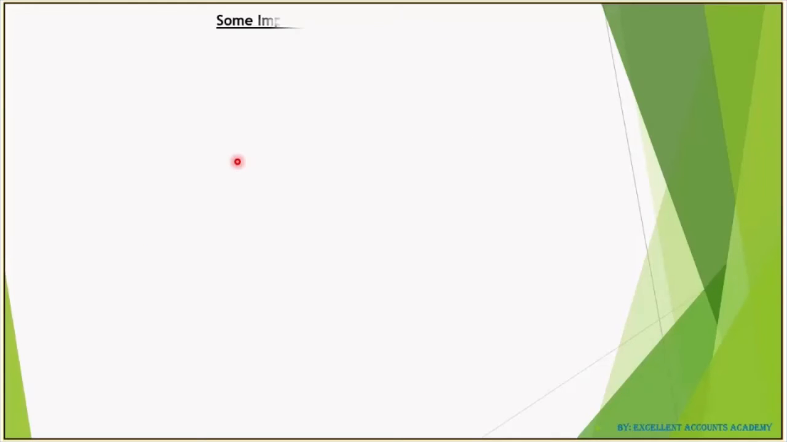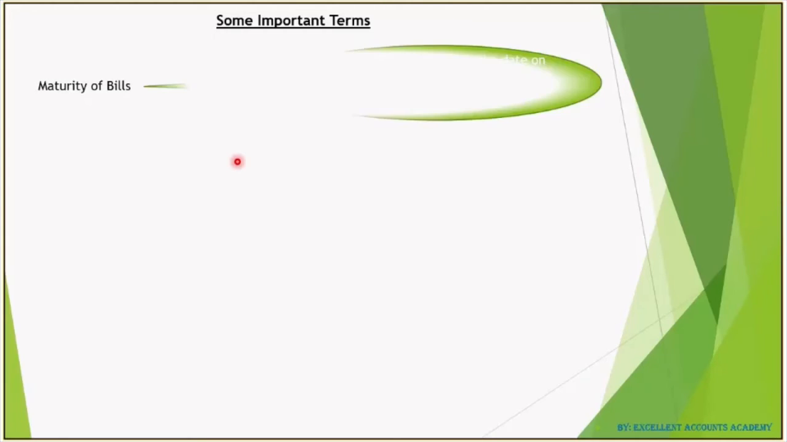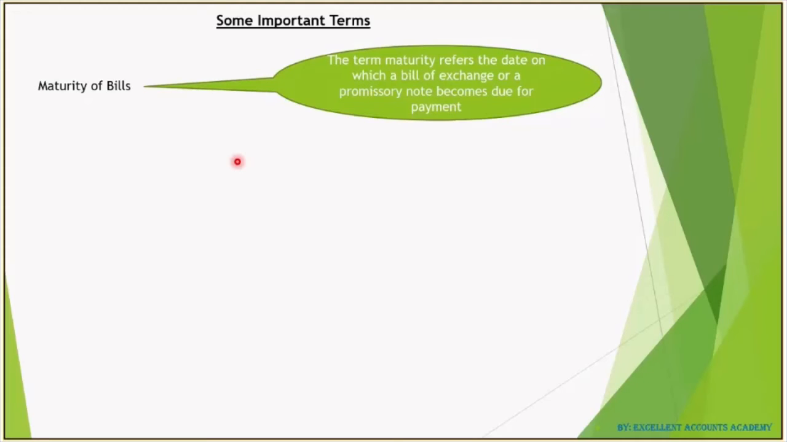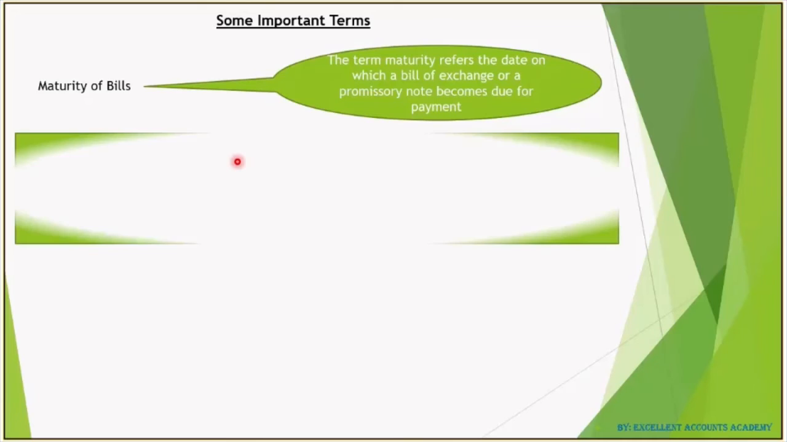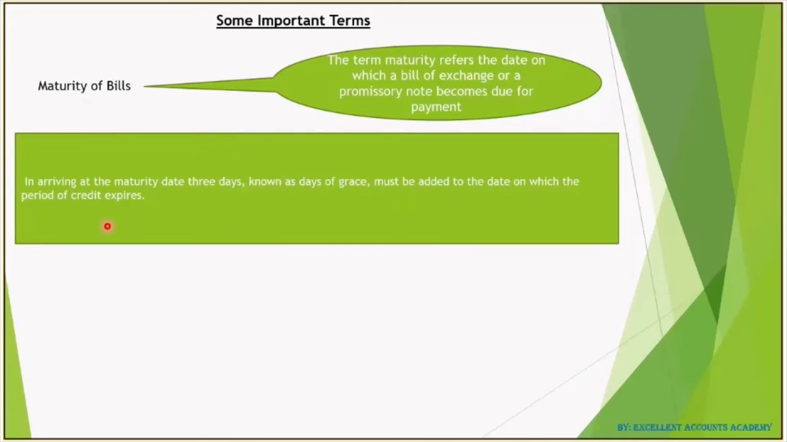Okay. So in the bills of exchange, there are certain terms which are very important to understand. So first of all, what is maturity of bill? The term maturity refers to the date on which a bills of exchange or a promissory note becomes due for payment. In arriving at the maturity date, 3 days known as date of grace must be added to the date on which the period of credit expires.